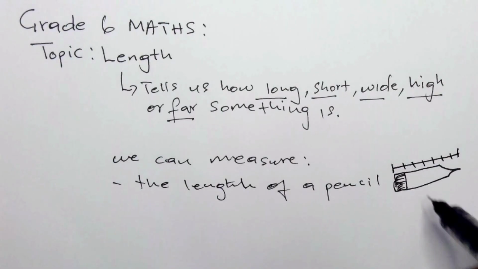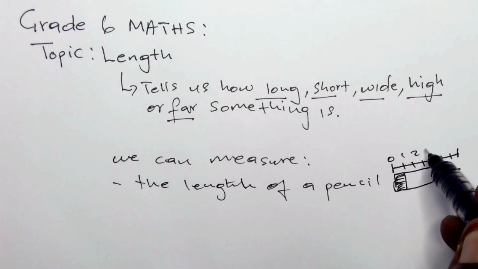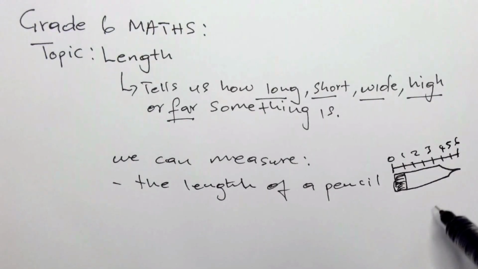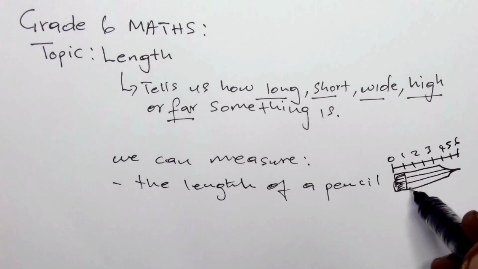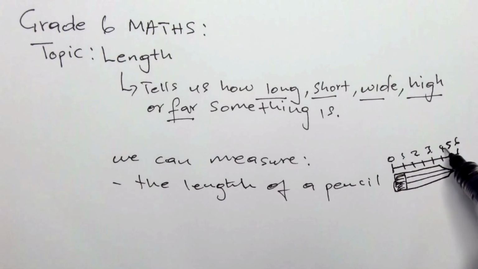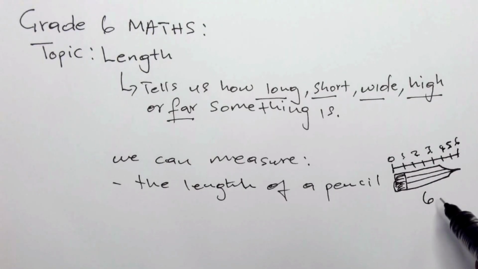In the exam, we can be given something like this, and then they put 0, 1, 2, 3, 4, 5, then 6. And then they say, write down the length of the pencil. So the length of your pencil, you need to count from here. 0, 1, 2, 3, 4, 5, 6. It's going to be 6. But this will depend on what unit is given. Don't worry, we are still going to talk about it.